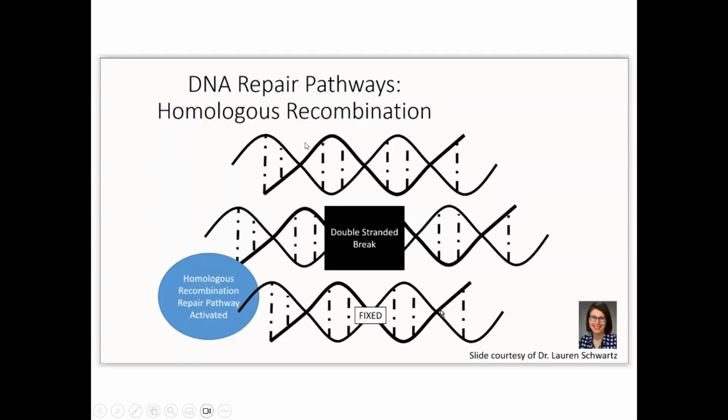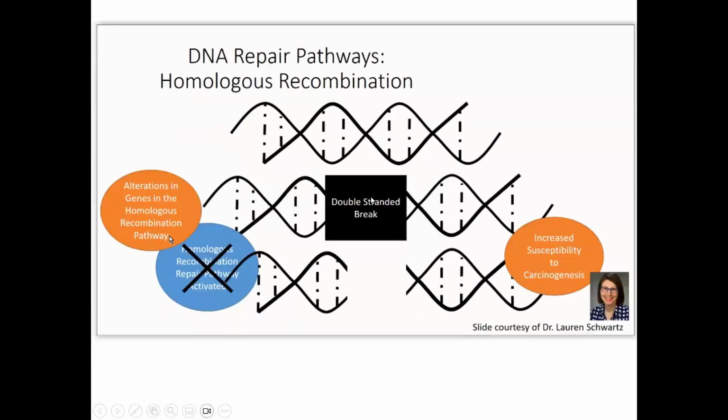Here is the DNA, the double strands of the DNA. If there is a double-stranded break, the homologous recombination system that repairs double-stranded breaks will fix it, and the DNA returns to normal. If there is an alteration in the homologous recombination pathway and there is a double-stranded break, this will increase susceptibility to carcinogenesis.